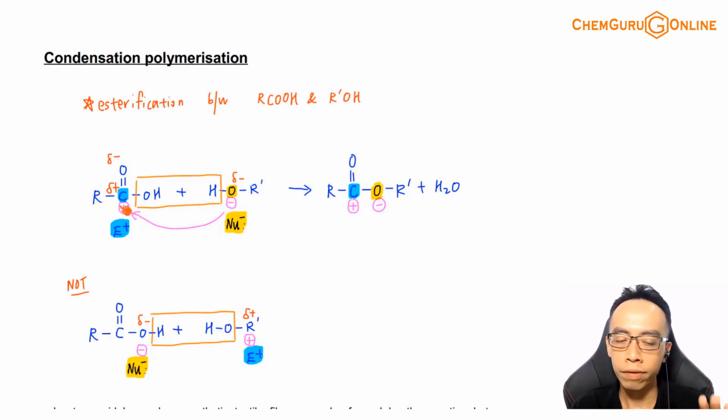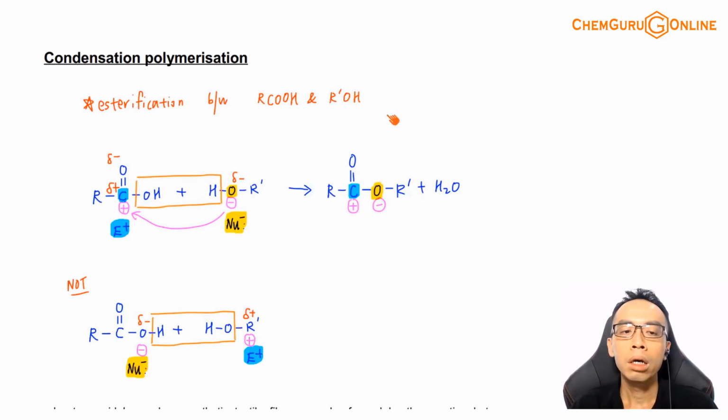Acid carbon acting as an electrophile, alcohol oxygen acting as a nucleophile. And we need to be able to determine who is the E plus and who is the Nu minus so that we can do prediction in terms of reactivity. So we will build on that along the way. So if I box up water in this way, I'll get this product.